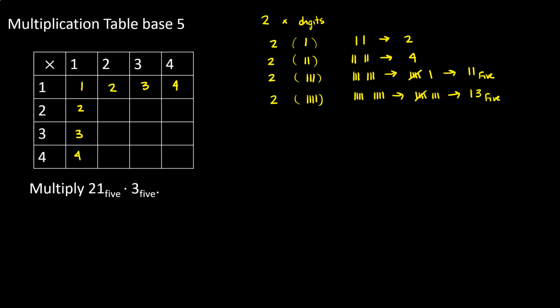So we'll fill this into our table. 2 times 1, we already have that as 2. 2 times 2, we'll put in 4. 2 times 3, that looks like 1, 1, base 5. 2 times 4, that looks like 1, 3, base 5. And we can copy that in the column as well.